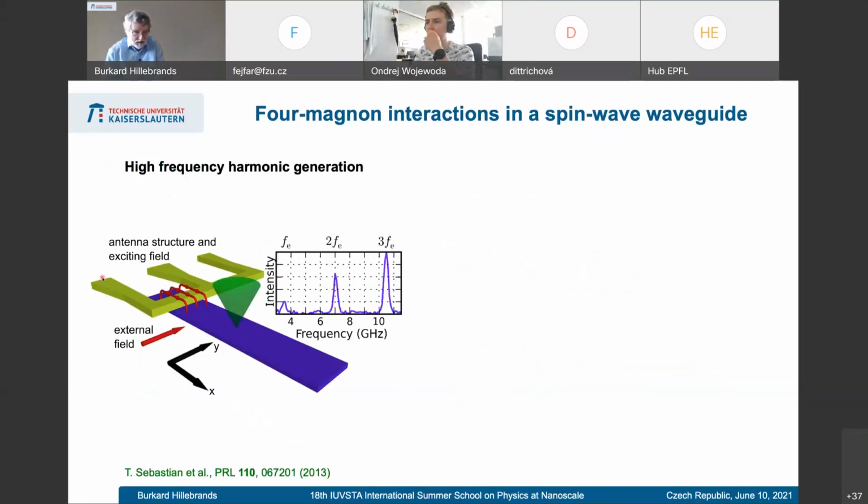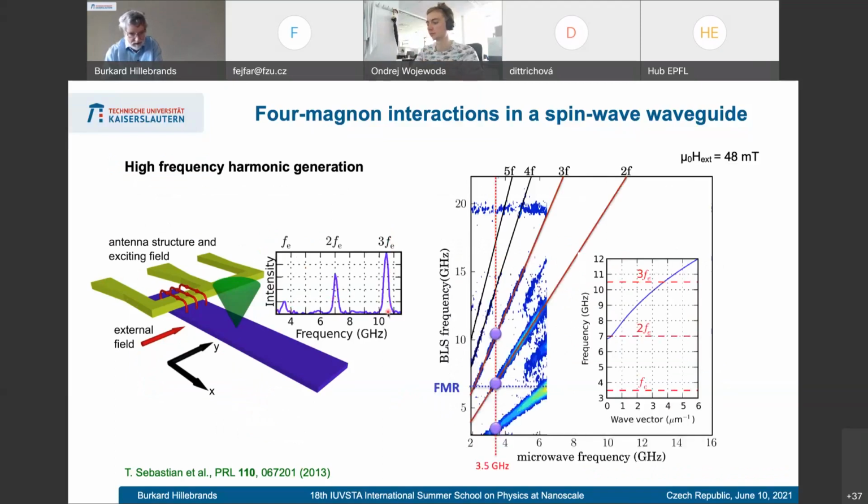And if we do so, then if we make a spectrum, we see here the excitation frequency, but we also see signals at twice the excitation frequency or even 3 times the excitation frequency. And when we plot the BLS frequencies as a function of the microwave frequencies, then you see, so that is the exciting part, we get signatures at twice the frequency, 3 times the frequency, 4 times, 5 times, even somewhere here in between. And the question is, of course, what is going on here?